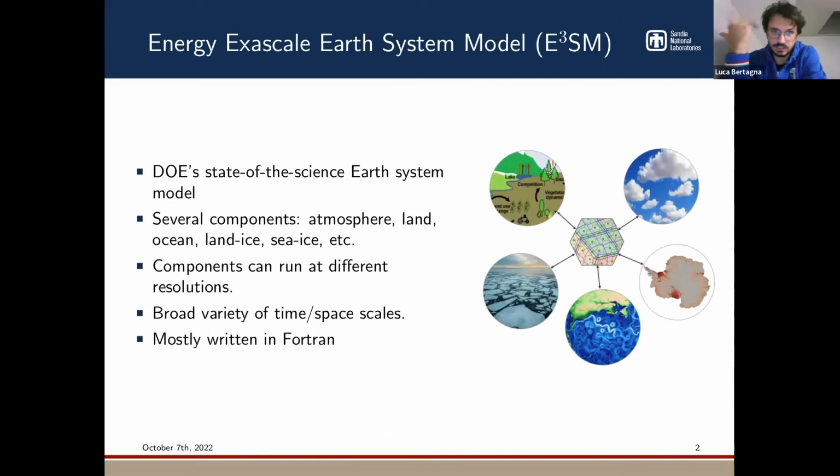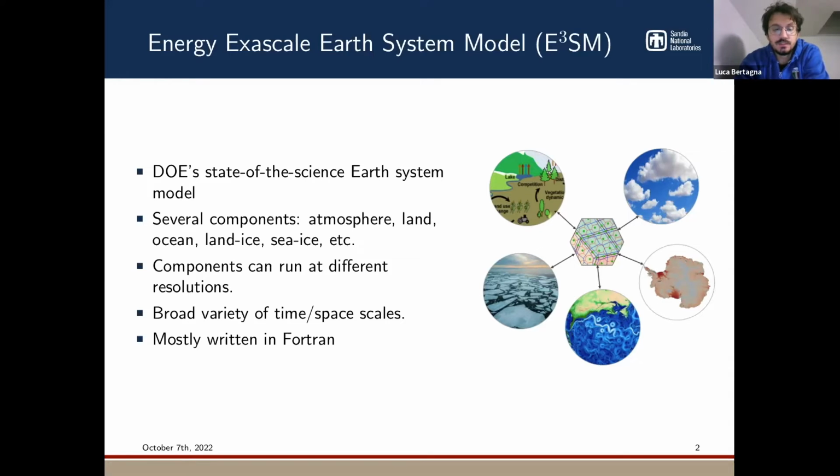E3SM, which stands for Energy Exascale Earth System Model, is the DOE's state-of-the-science Earth system model. It's got several components, just like other planet models: atmosphere, land, ocean, land ice, sea ice, just to name a few. There are a few more. And all these components can run at different resolutions on a variety of grids and different time and space scales.